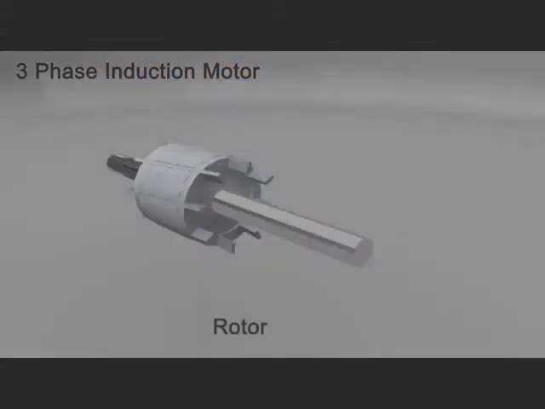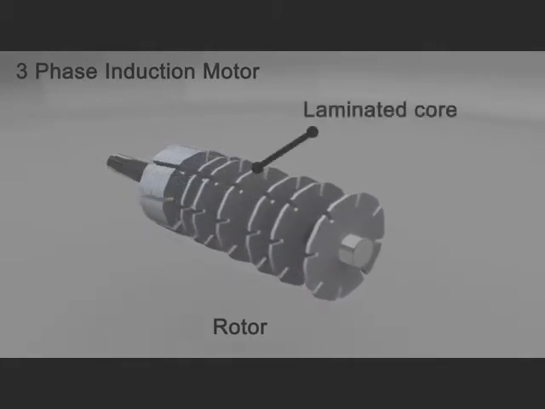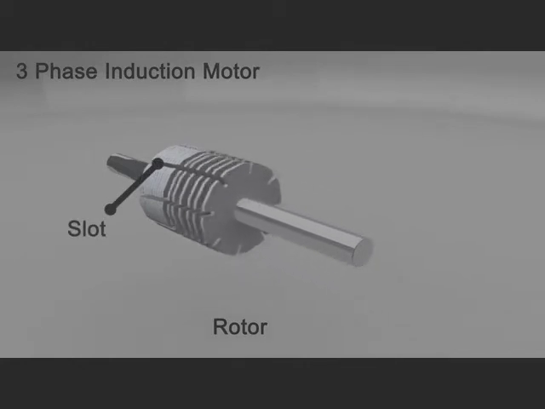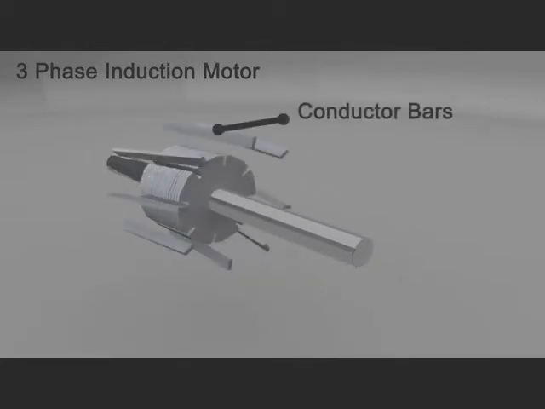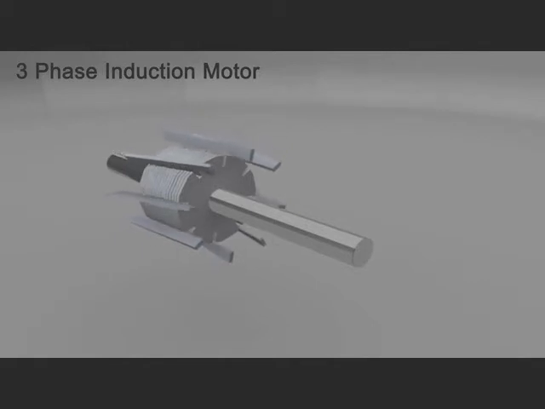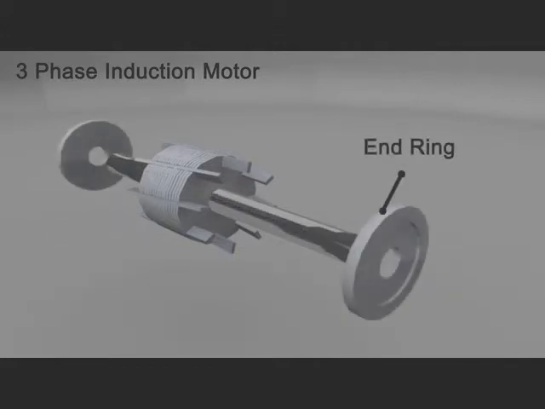Rotor. Rotor consists of a cylindrical laminated core with parallel slots that carry conductor bars. Conductors are heavy copper or aluminum bars which fit in each slot. These conductors are brazed to the short-circuiting end ring.